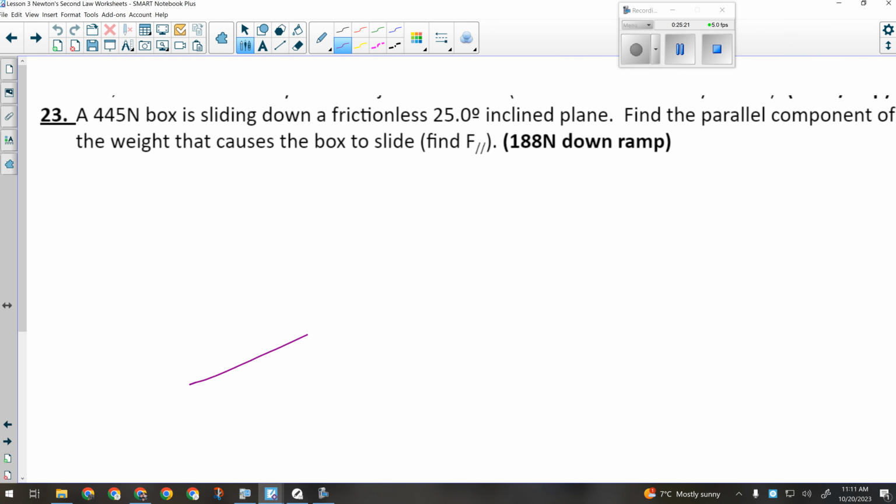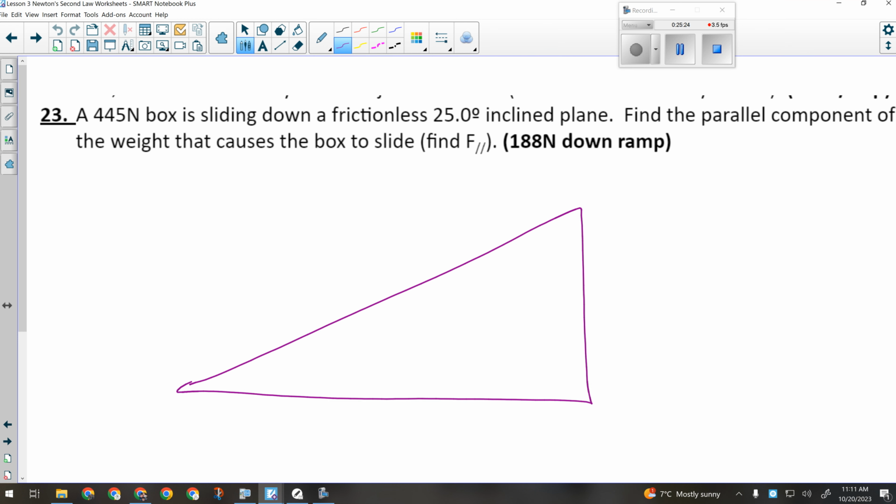Okay, so on this one here, we've got our ramp, here, inclined plane. They tell us that it's angled at 25 degrees and that we have a 445 Newton box. Okay, so we know that's 445 newtons. We know that this force over here is normal force. We don't have it, we don't need it.